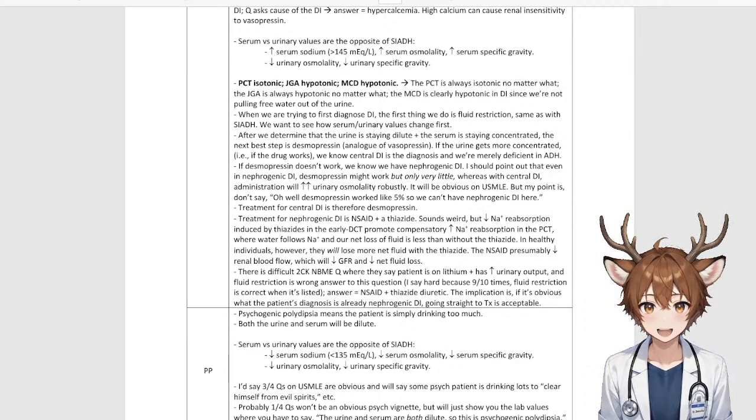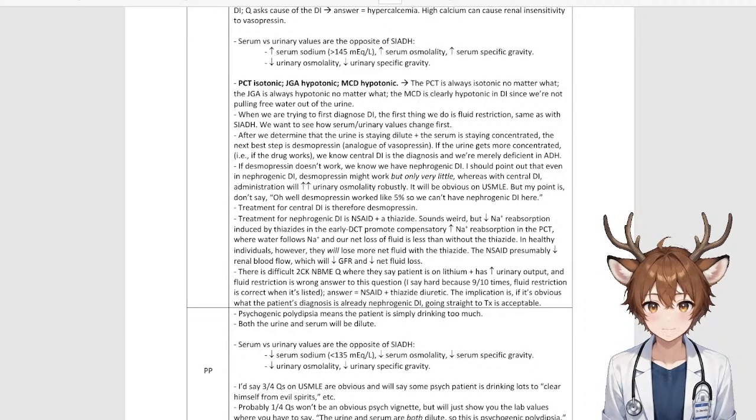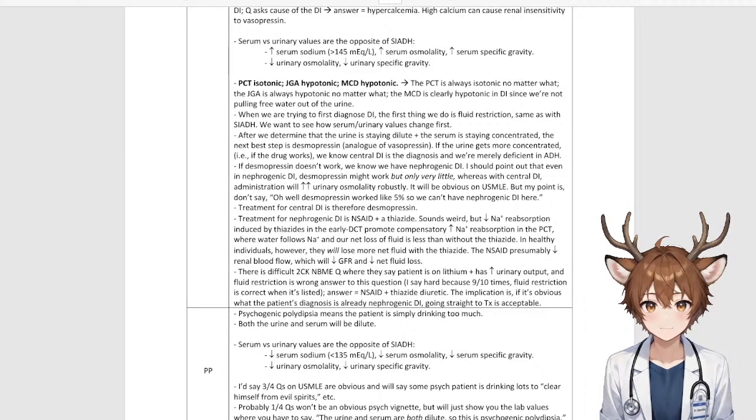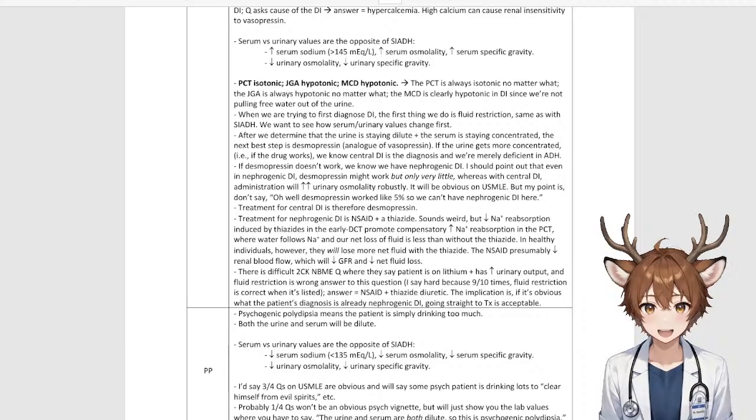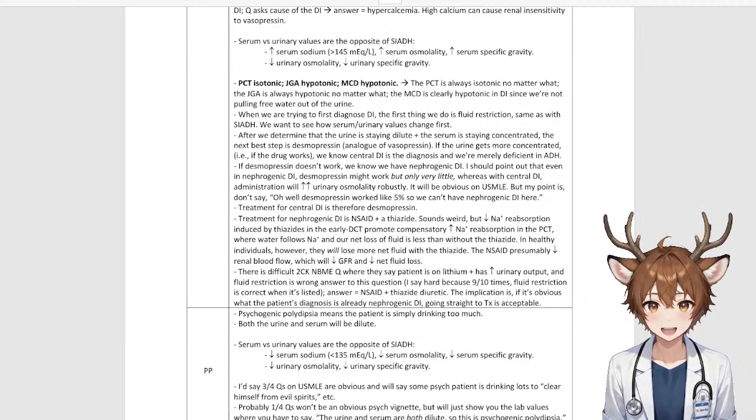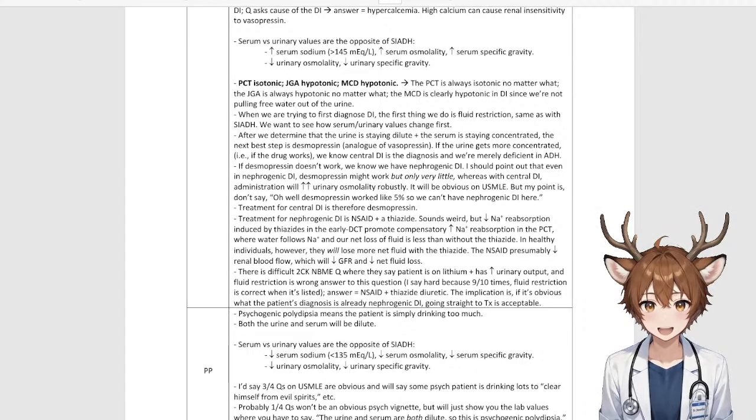In healthy individuals, however, they will lose more net fluid with the thiazide. The NSAIDs presumably decrease the renal blood flow, which will decrease the GFR and cause a decrease in net fluid loss.